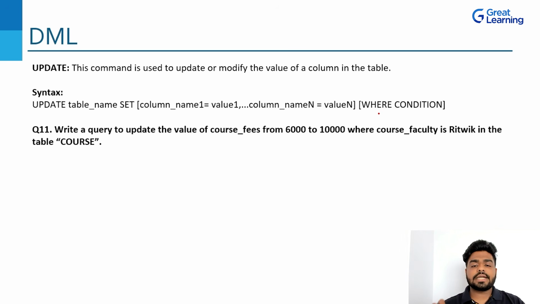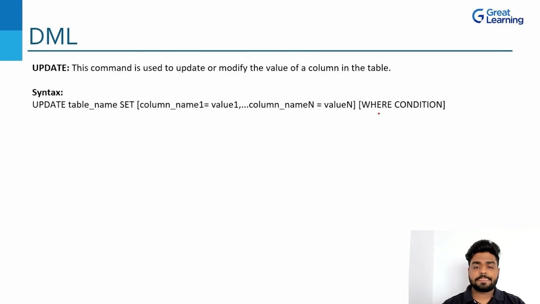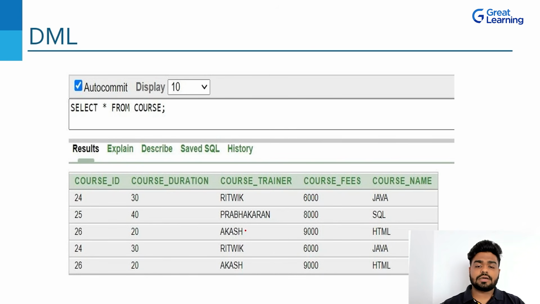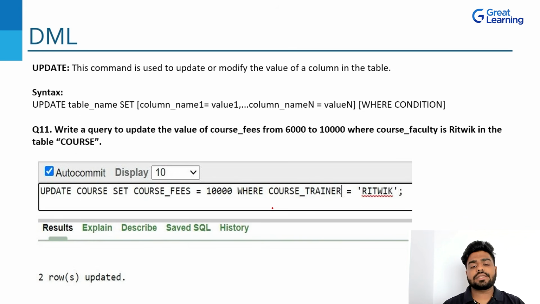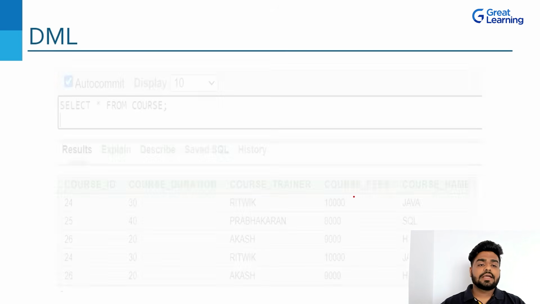So write a query to update the value of the course fees from 6,000 to 10,000 where course faculty is Ritvik in the table course. So we have the course fees here and we want that 6,000 should be changed to 10,000 wherever the course trainer is Ritvik. So here and here, right? So this is what I want. How to update this? Update course, which is the table name, set course fees equal to 10,000 where course trainer is equal to Ritvik. Very easy. This is how you can do the updation.